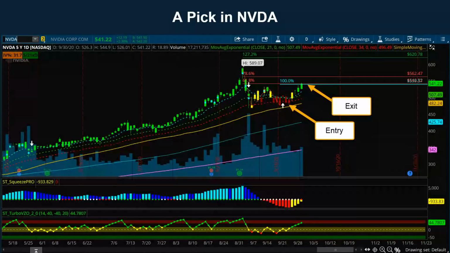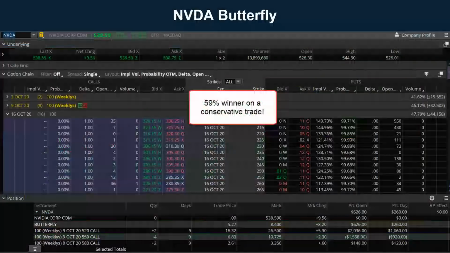A pick in NVIDIA. So looking at NVIDIA, same thing. You see how the trend strength candles, they shift from green to yellow to red. That's your pullback zone. Boom, up it goes. And you have a really nice move here right to the $540 target. On this one, again, I mean, I could have loaded up long calls on this, but I didn't.